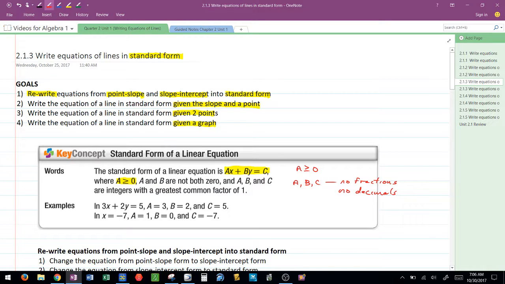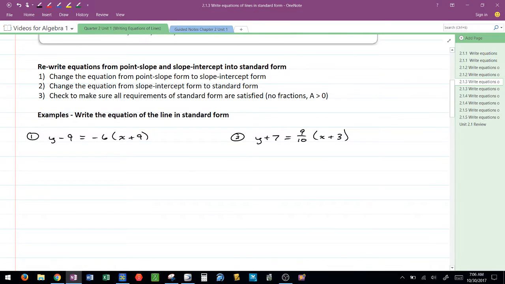Okay. The biggest thing is you got to make sure that you put the AX and the BY and the C all in the correct position. That's what sets it up for this thing that is called standard form. All right, so we're going to start off rewriting equations from point slope to slope intercept to standard.